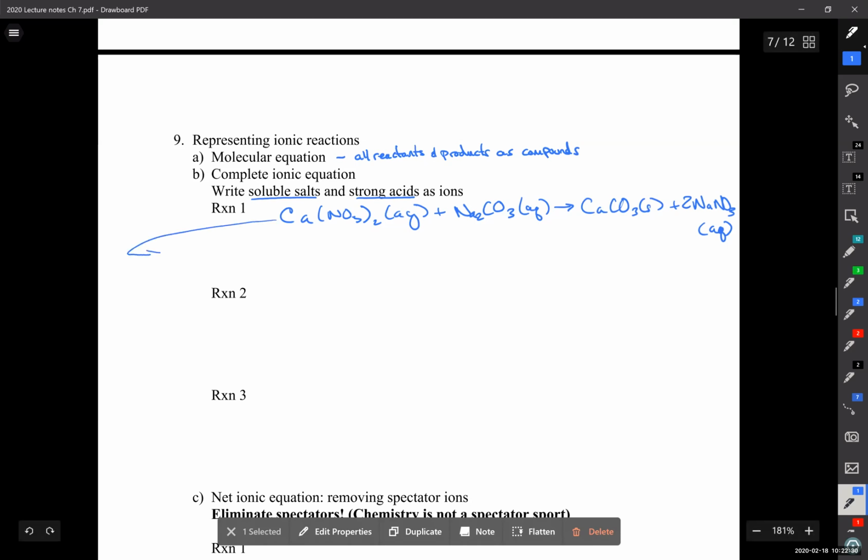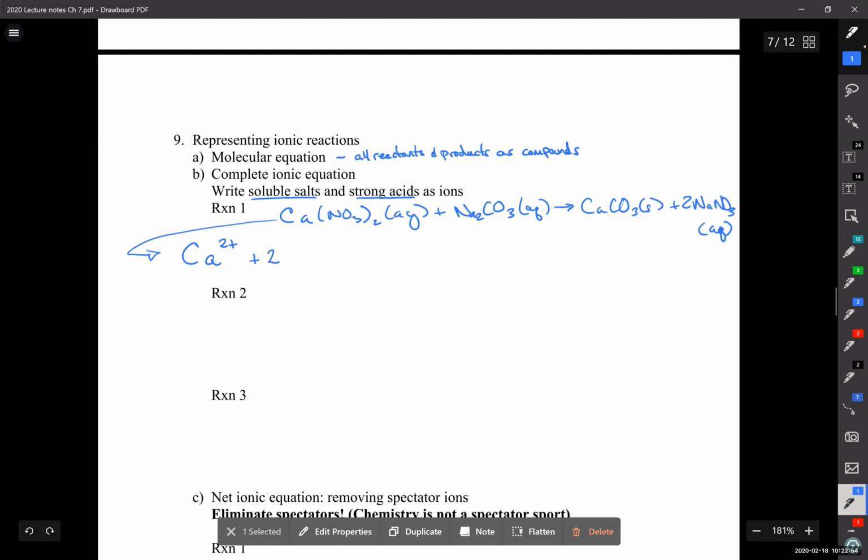So I'll start it right here. Calcium nitrate, I have to write it out as its ions. So that's going to be Ca 2 plus. Now, you should write aqueous after every single one, but I'm going to teach you my shorthand for it, and you're welcome to use it as long as you know what it means, okay?